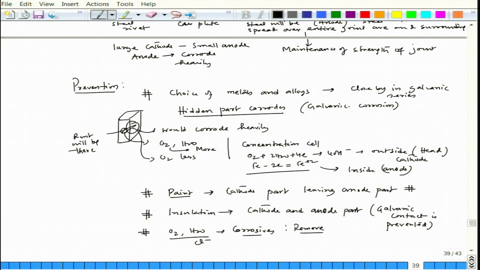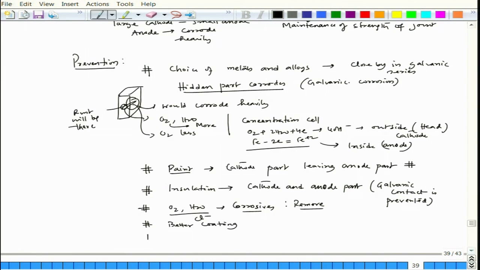Like the example I have narrated, in the case of packing of CRGO, cold rolled grain oriented steel sheet, the pack is evacuated, so that moisture and oxygen are less, and the corrosion effect would be less. Okay. Then there are things like coating. And there could be examples of inhibitors. These coatings and inhibitors we will explain later.